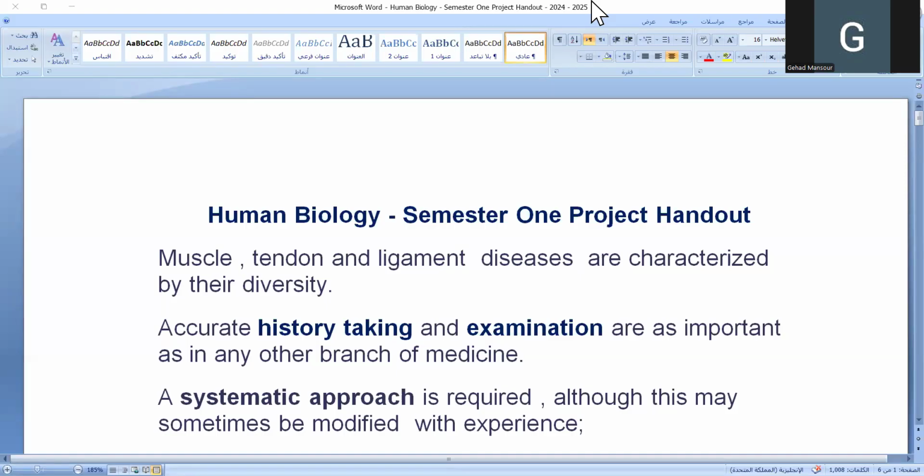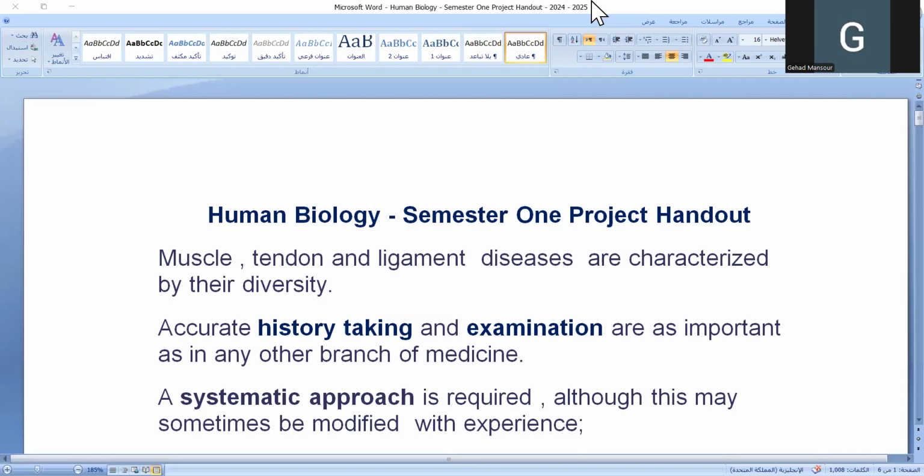Good afternoon. This is a short video that would help you prepare your video for the clinical case study that is required from you for semester one project. As you might have read in the handout, you're going to discuss a clinical condition that describes the condition of a patient who has a muscular disease.